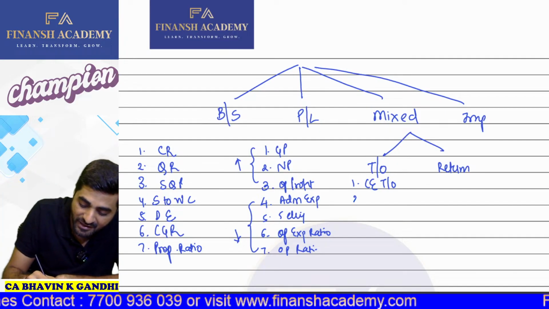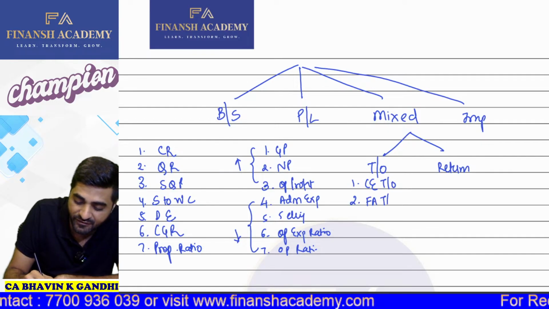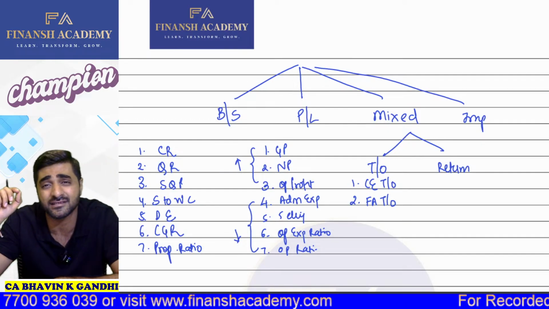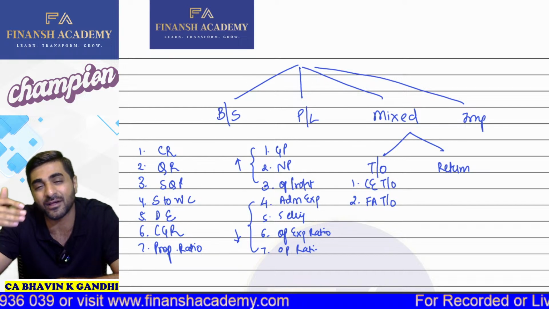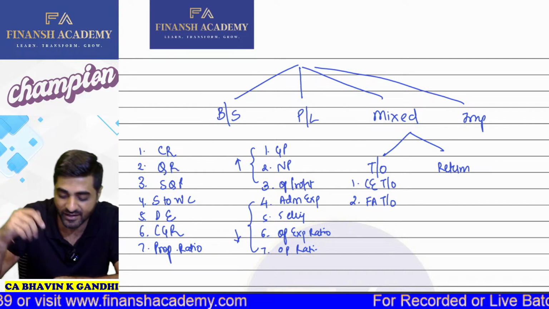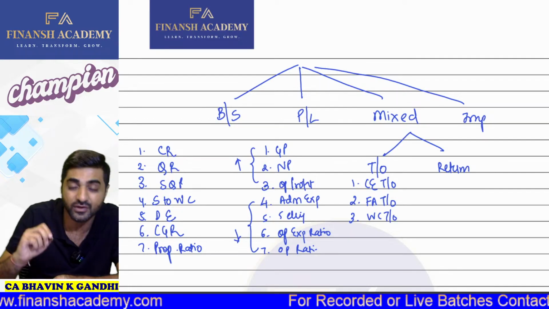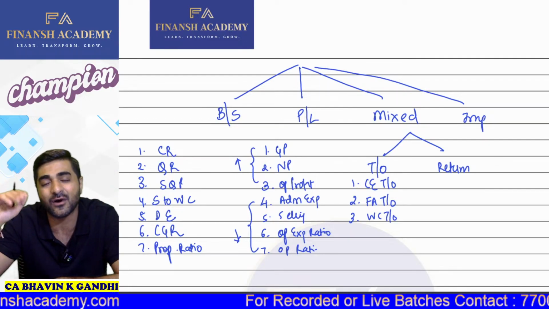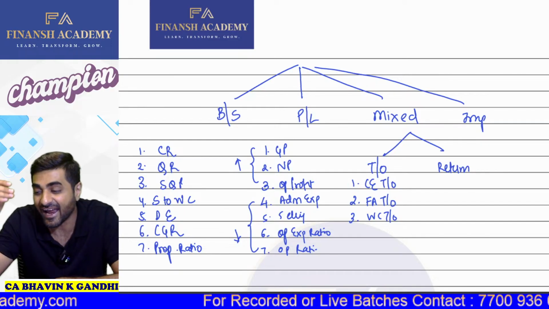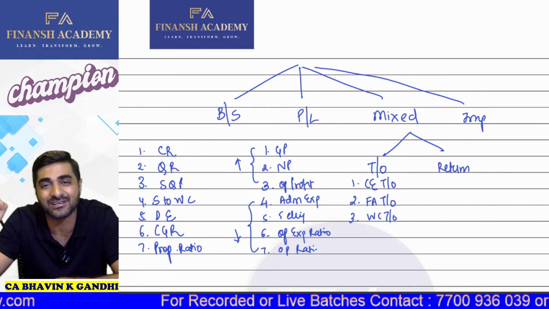Okay. Then, my dear students, we discussed the fixed assets turnover ratio. Again, the same concept: sales divided by your average fixed assets. Then we had the working capital turnover ratio. With 1 rupee of working capital, how much sales is getting generated? And I explained this to you earlier also.